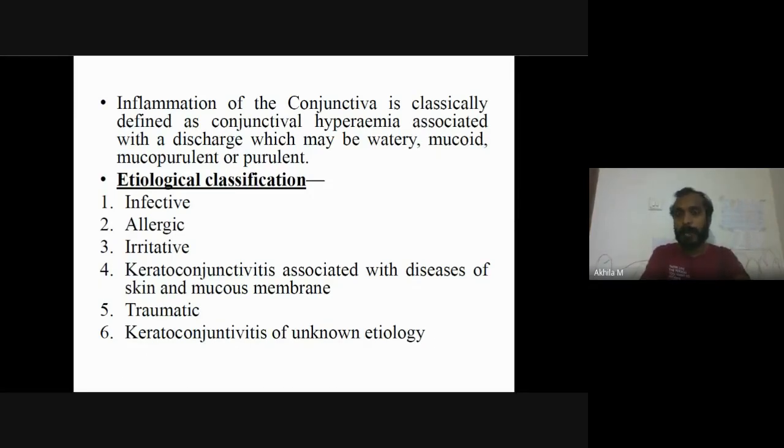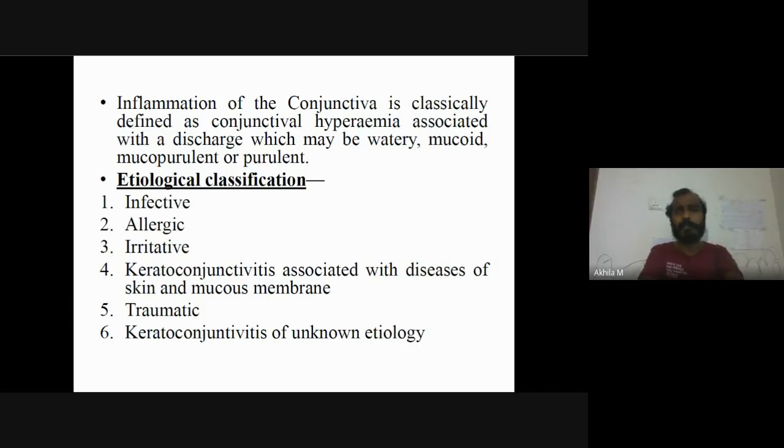Sometimes it may be a watery discharge or mucoid discharge, or mucopurulent discharge or a purulent discharge. So, different types of discharge. Sometimes there is only watery discharge. So any type of inflammation that is affecting the conjunctiva, hyperemia will be there, along with these different types of discharge, watery, mucoid, mucopurulent or purulent discharge. This type of condition is called conjunctivitis.